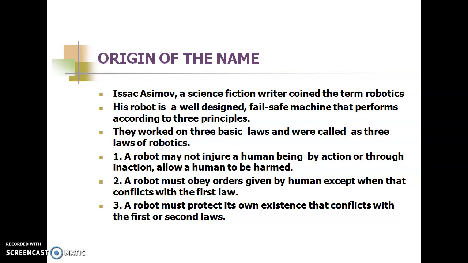First place, the safety of the humans. Second place, the working of the robot, or it has to obey the orders of the human being. And in the third place, the robot safety comes. So he devised all these three laws of robotics. Till now, these three basic laws are very applicable, very useful to the field of robotics.